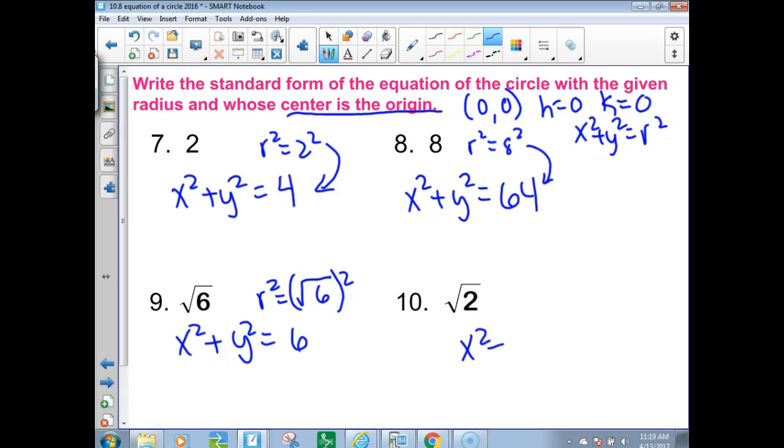And this one's going to be x squared plus y squared equals the square root of 2 squared, which is 2. Okay?